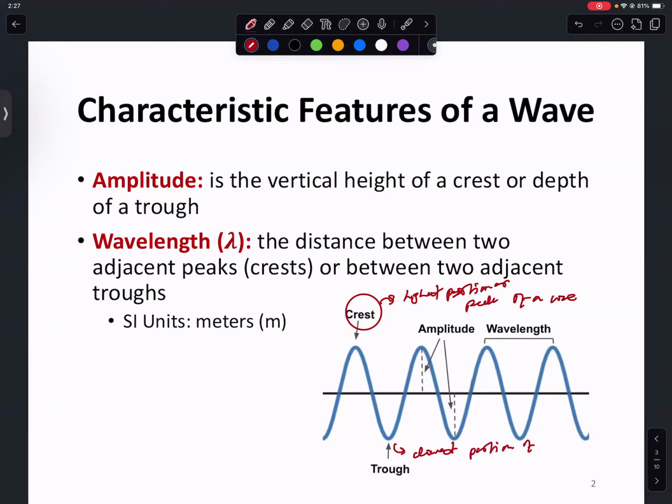portion of the wave. Now, wavelength can be described as the distance between two crests. So this right here is a wavelength because it's between the two peaks, or the two crests. It can also be the distance between two adjacent troughs. So I can also say that this is one wavelength. And the SI unit for wavelength is meters.